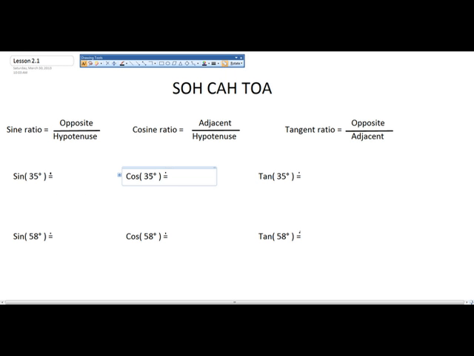So what we want to do here is grab our calculators and find out the sine of 35, the cos of 35, and the tan of 35, accurate to 4 decimal places. So rounding to 4 decimal places. Pause the video and give that a shot.